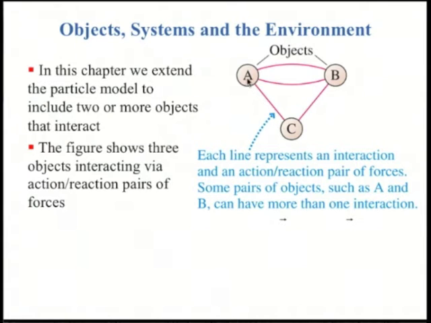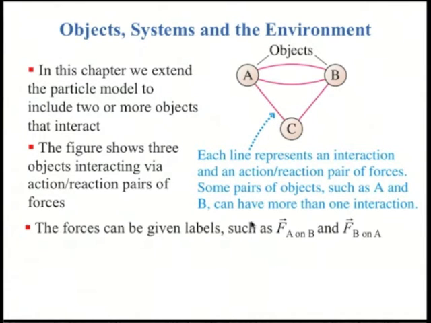Here's three objects that are interacting, A, B, and C, and each line represents some sort of an interaction, an action-reaction pair of forces. And we can give them the labels F A on B, the force of A on B, and F B on A, the force of B on A.